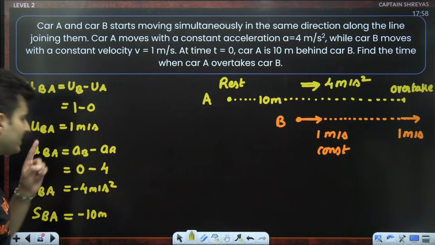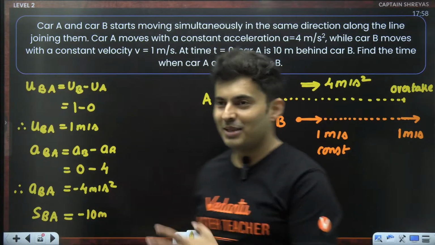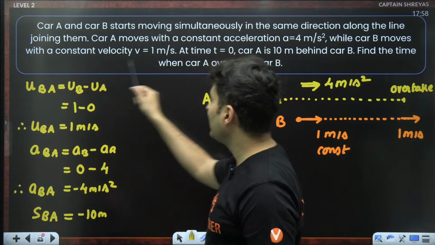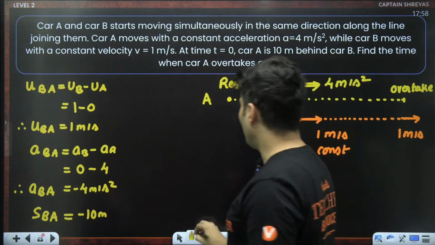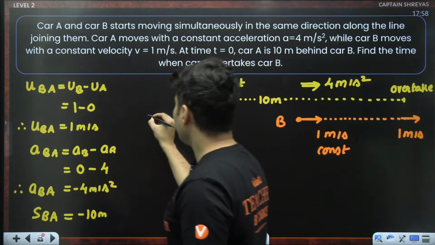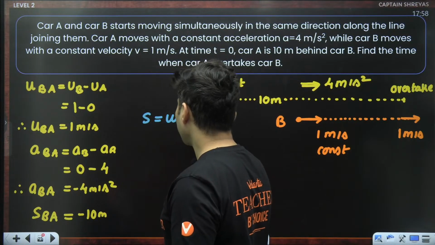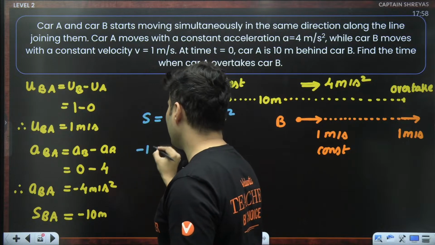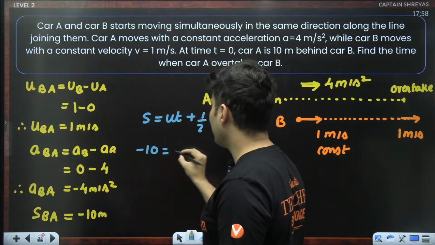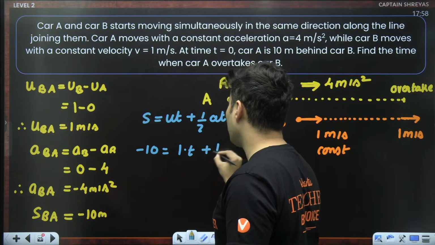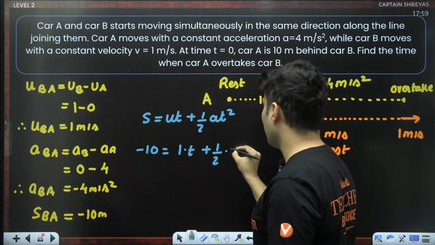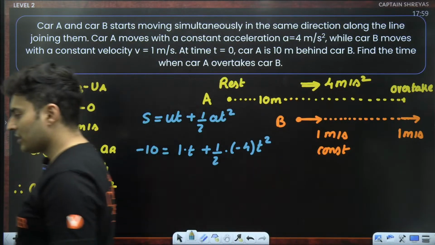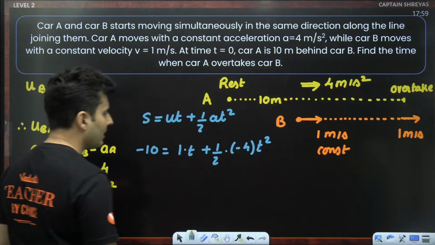A lot of students miss that negative sign, or they make a mistake in the magnitude. Now, since I know displacement, acceleration and velocity, and I have to find the time, the only suitable equation is S = ut + half at square. What is displacement? Minus 10. What is velocity? Well, that's 1 into t plus half into acceleration, which is negative 4, into t square, right? Okay, so just rearrange the equation.